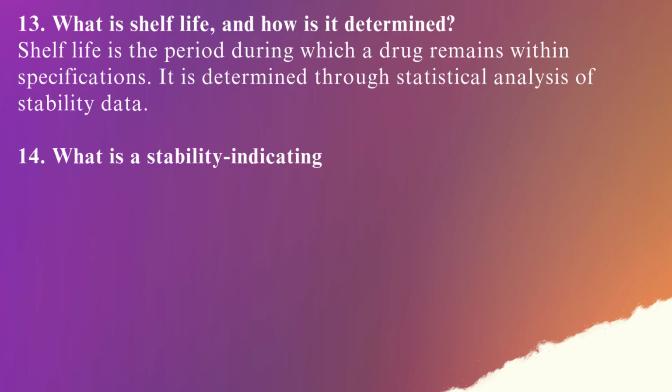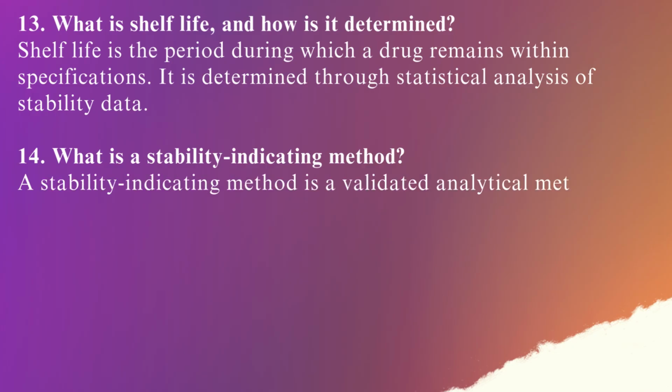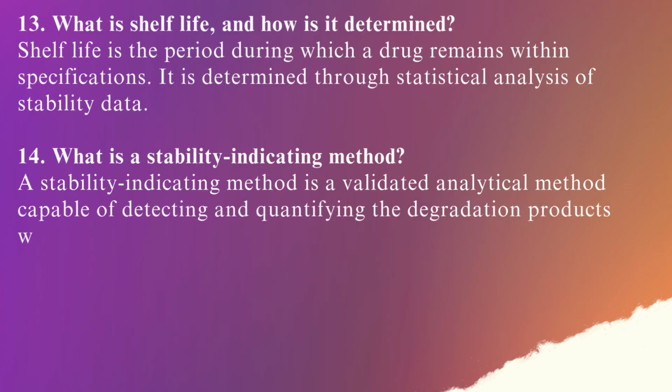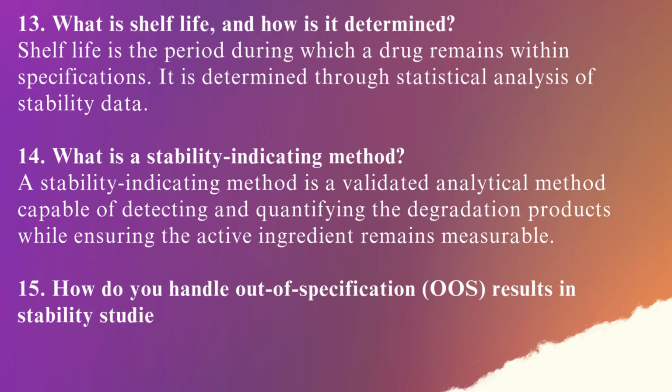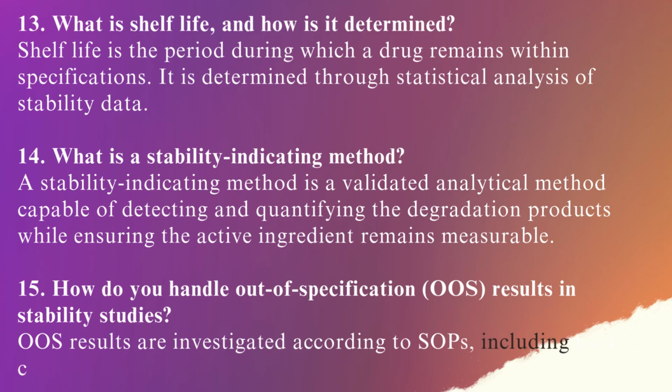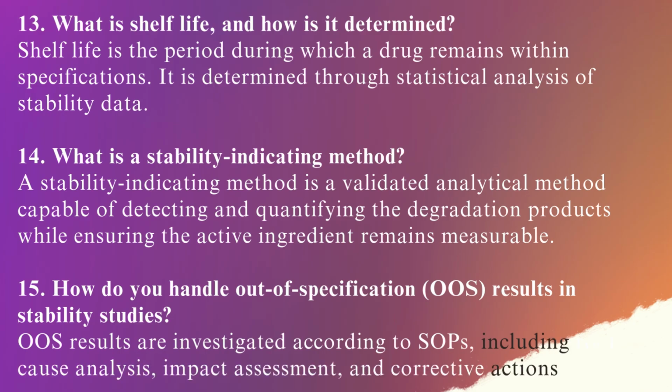What is a stability indicating method? A stability indicating method is a validated analytical method capable of detecting and quantifying the degradation products while ensuring the active ingredient remains measurable. How do you handle out-of-specification results in stability studies? OOS results are investigated according to SOPs, including root cause analysis, impact assessment, and corrective actions.